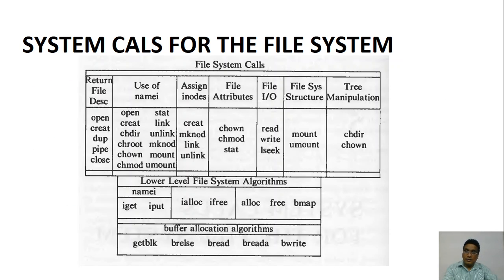Let's look at the different system calls that are being used. The system calls that are used to change the attribute, like the owner of the file, is chown. We can also use chmod to change the attribute of the file. So when we try to change the attribute of the file, these types of system calls are classified as the system calls that make changes to the file attribute.